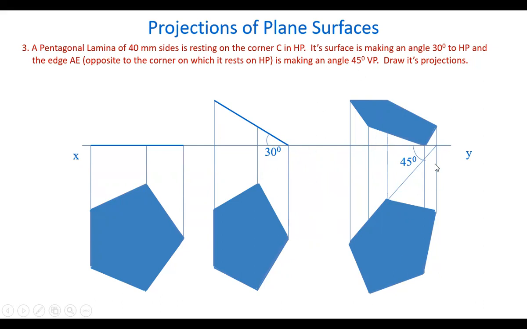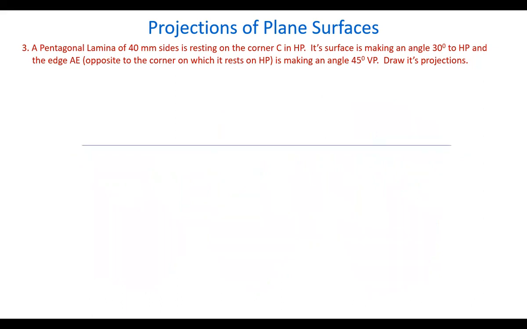These are the final projections of the plane lamina. Now, let's draw these projections. Let's show how to draw these projections. Now, take the reference line and draw the top view here such that one of its edges is perpendicular to the reference line, because we want its edge AE to make an angle of 45 degrees with VP. That's why we have taken this perpendicular to the reference line.